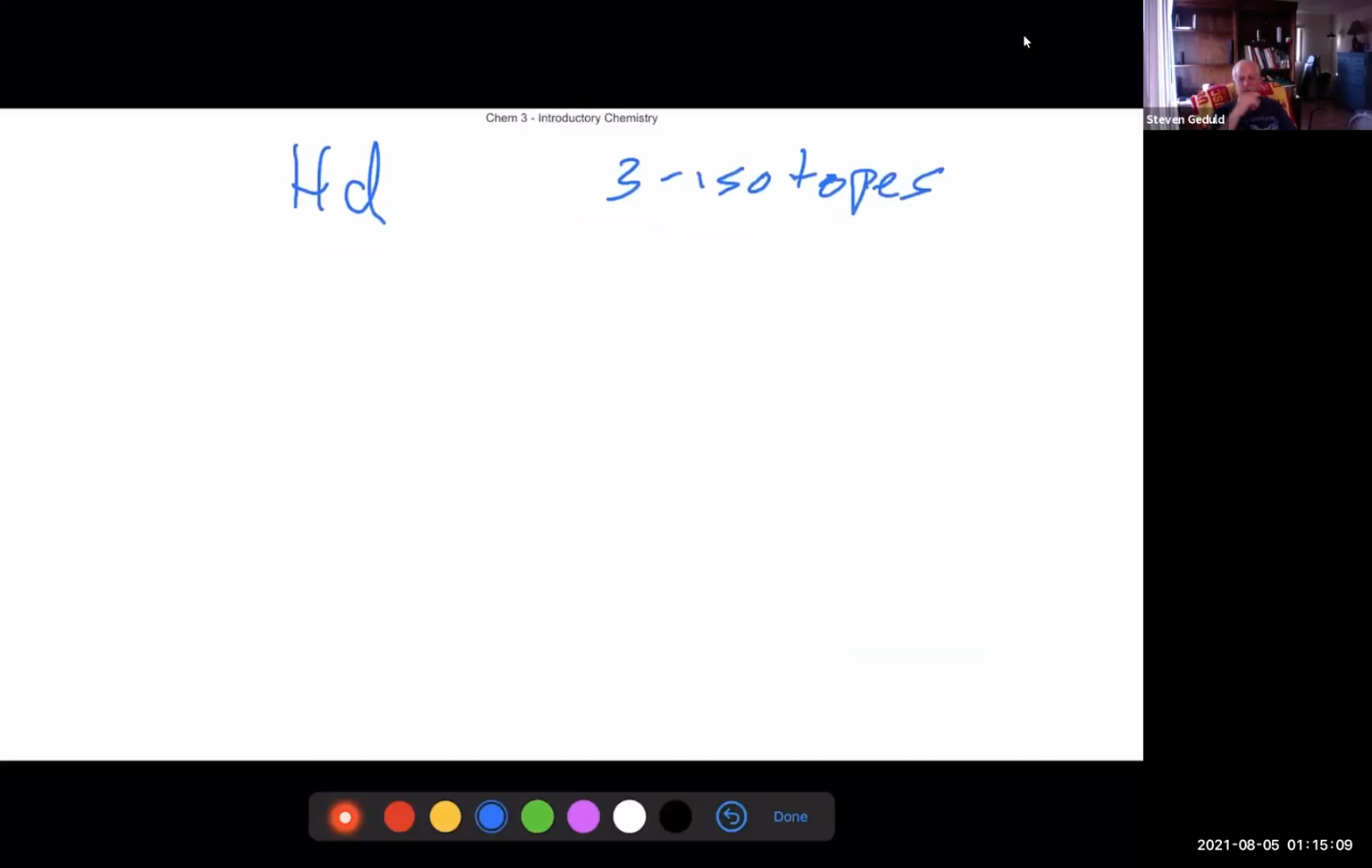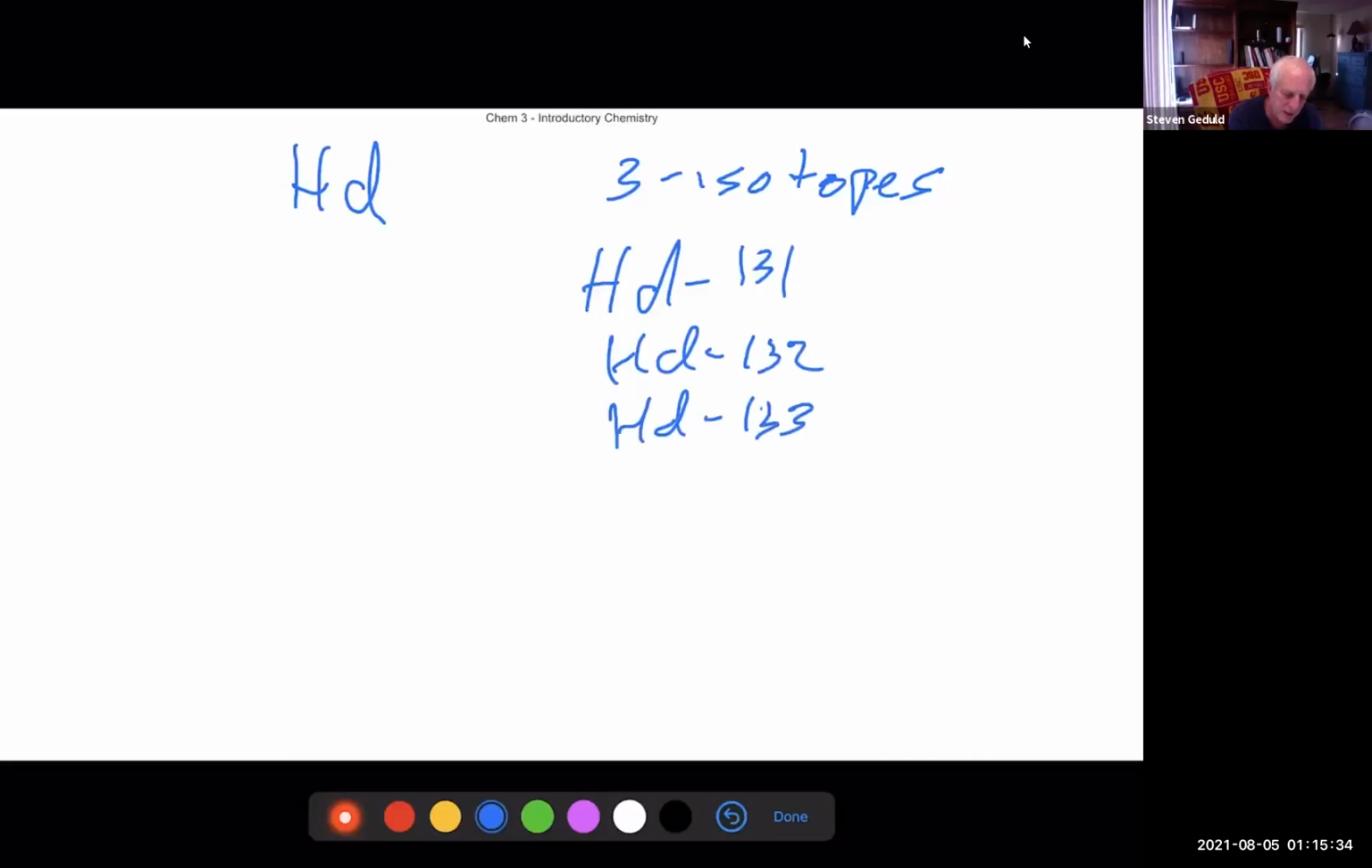Three isotopes: Harley Davidson 131, Harley Davidson 132, and Harley Davidsonium 133. That's the mass number, the total number of protons plus neutrons. That's what's called a mass number.